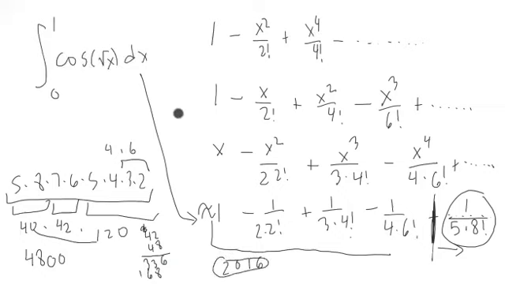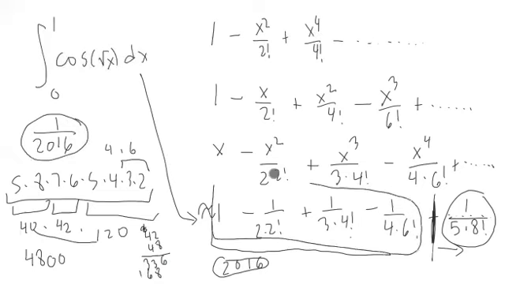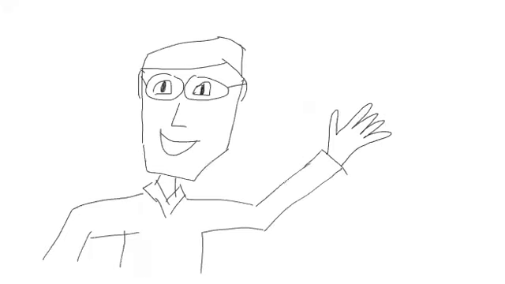The error is less than 1 over 2016. Amazingly good if we just use the first 4 terms. So we have approximated this definite integral by hand without too much difficulty. Thanks for watching.